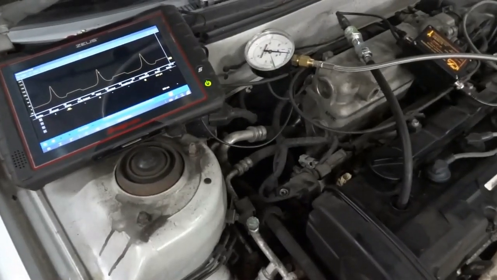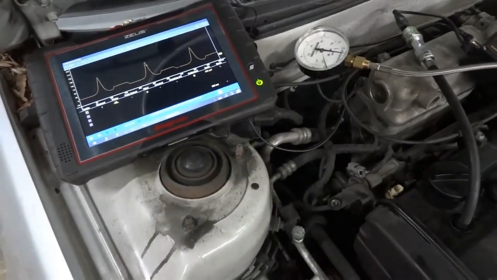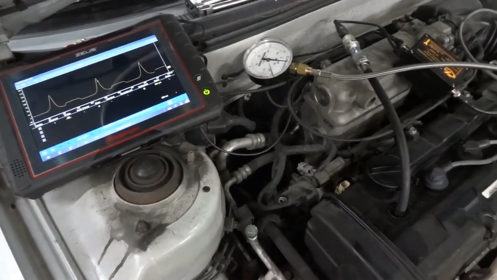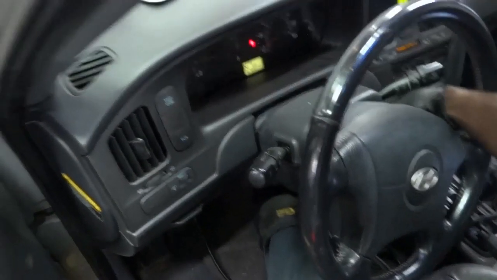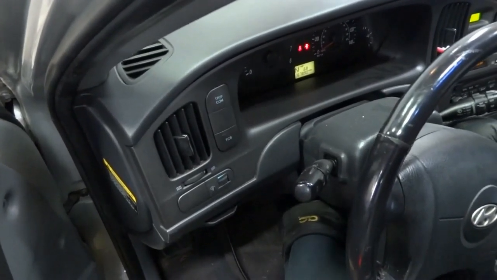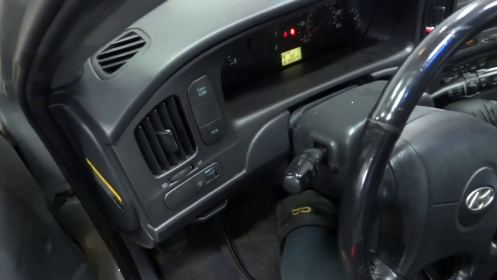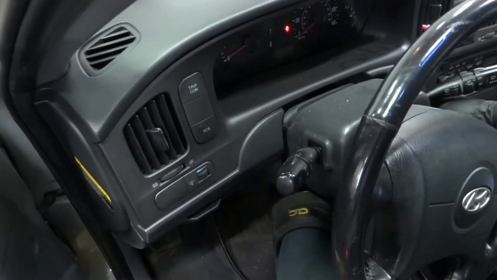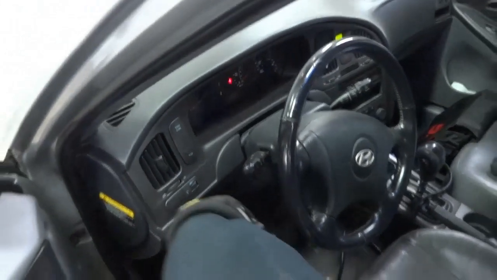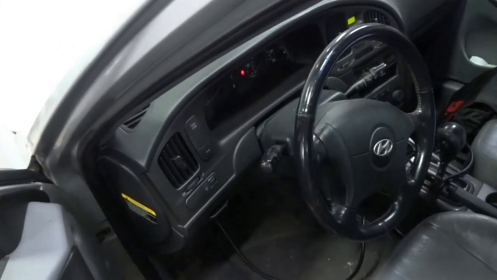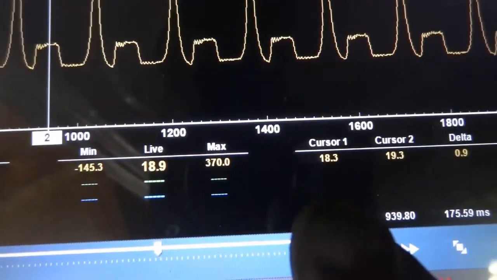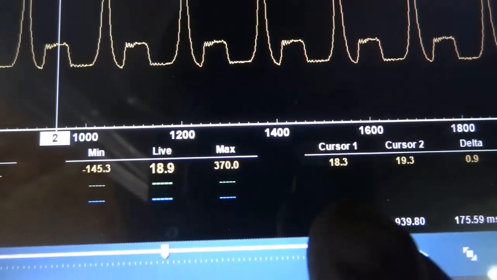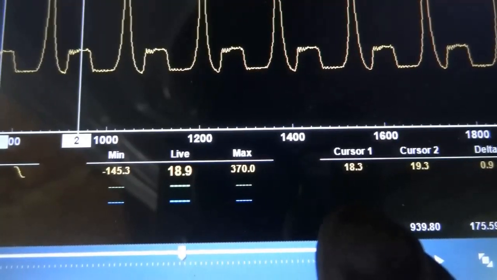So let's do our last analysis on the lab scope screen, and then we will take this for a test drive. So I'm gonna go inside the vehicle and rev it up. It's misfiring right now because we have one injector disconnected. All right, so I'm gonna turn off the engine. So let's go under the hood and analyze the data. All right, so look at the value of cursor 1. Cursor 1 now is reading 18.3 psi. There's a huge difference right now.